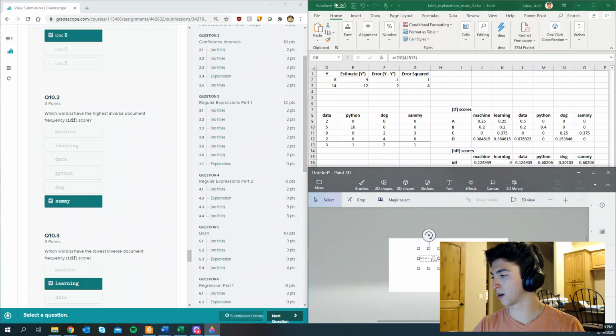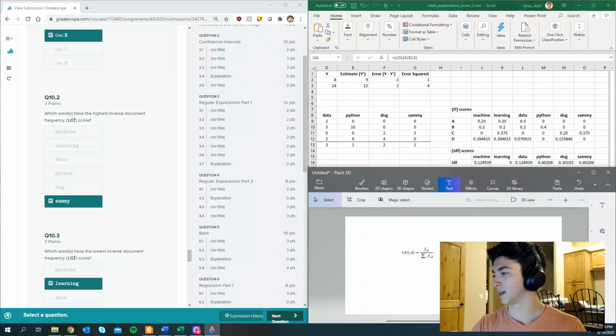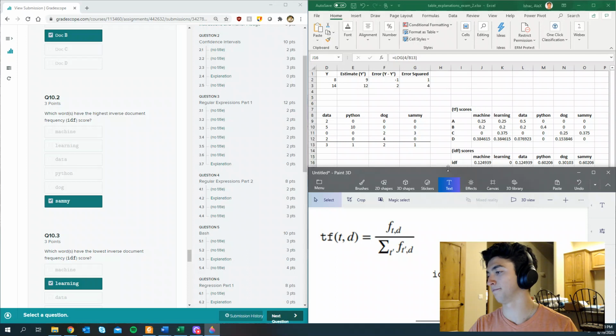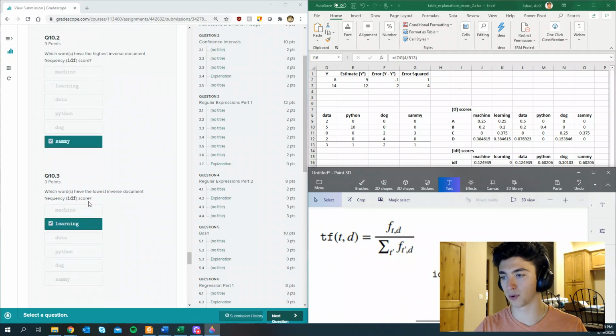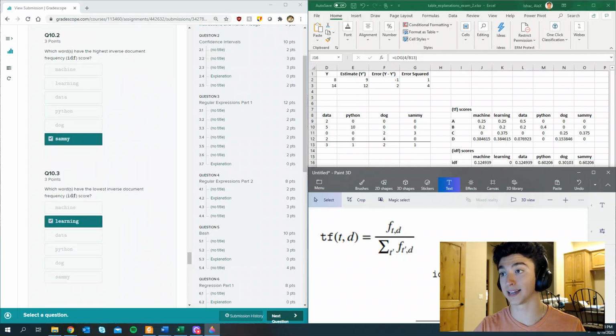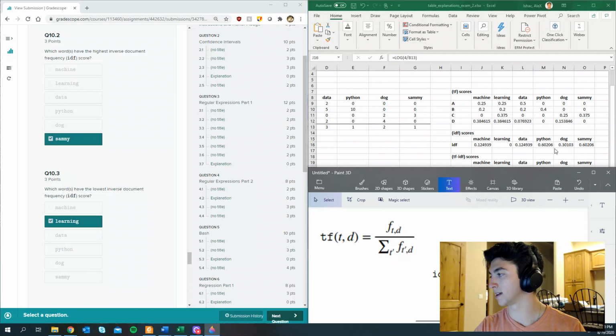So here are our 2 equations, term frequency and IDF. And those are the 2 equations that I applied in these tables. And we find that for 10.2, Python and SAMI are indeed, it's lagging a little bit here. Python and SAMI have the same IDF score and therefore are the answer.